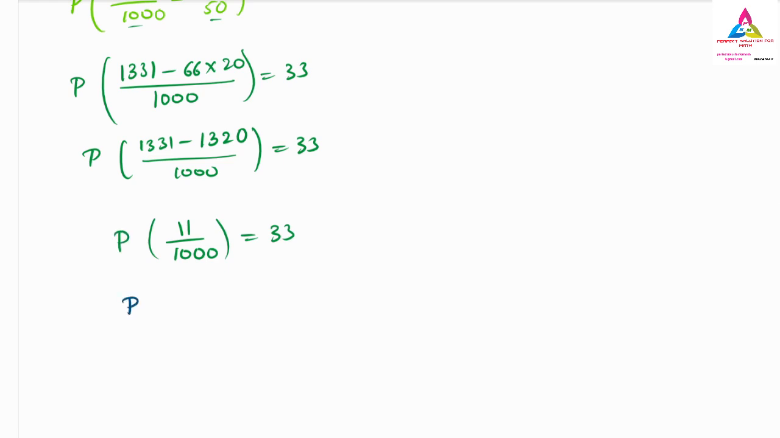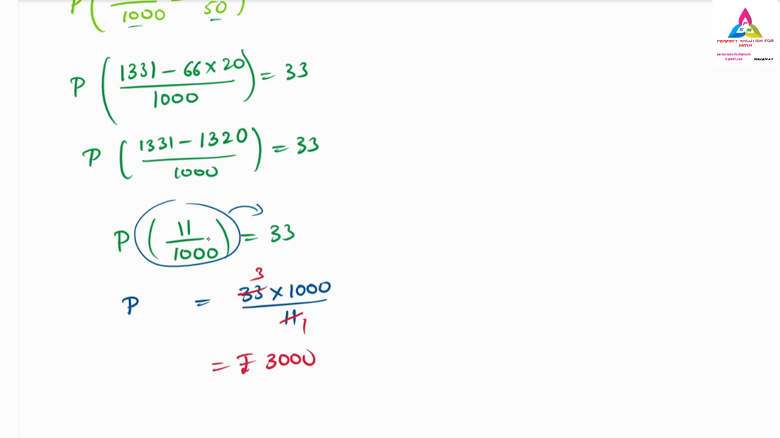So P, let us write it down as it is, this total thing we have, we will shift to that side, and when you shift it, it becomes reciprocal, so 1000 will go up and 11 will come down. So now the final answer: 11 ones are 11, 11 threes are 33, so the answer will become rupees 3000, because 3 into 1000 is 3000. That is the principal amount invested by both Geeta and Ashok. This is the final answer they have asked you to find. You can write it down at the end.